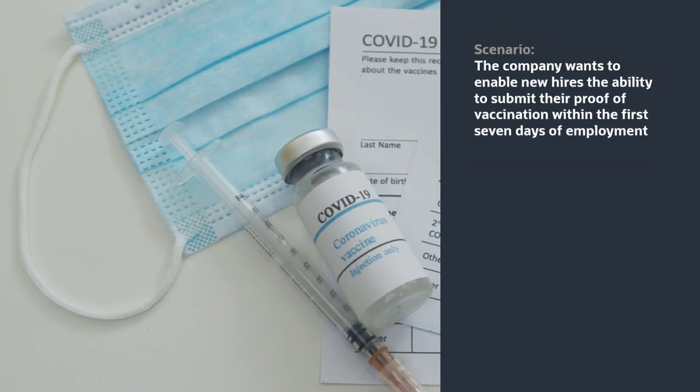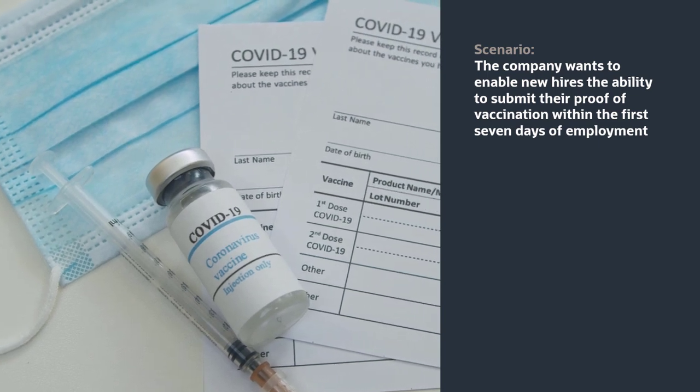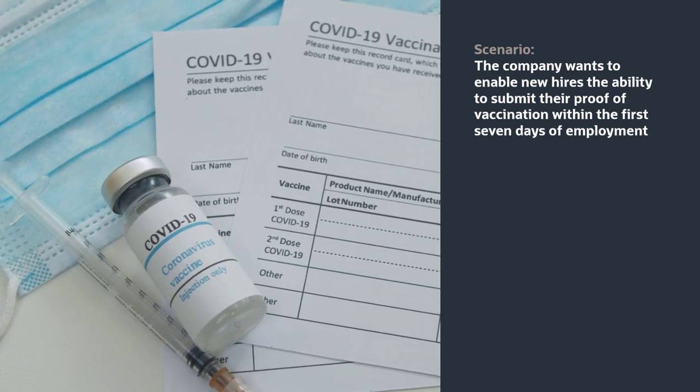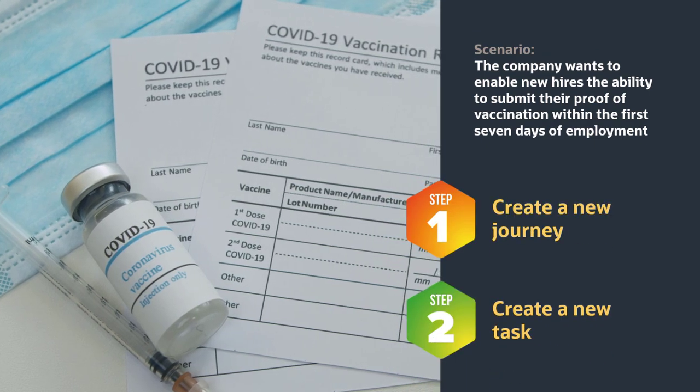Let's say your company wants to enable new hires the ability to provide proof of their COVID vaccinations within the first 7 days of their employment. You first need to create a new journey, then create a new task. Let's see how this is done.